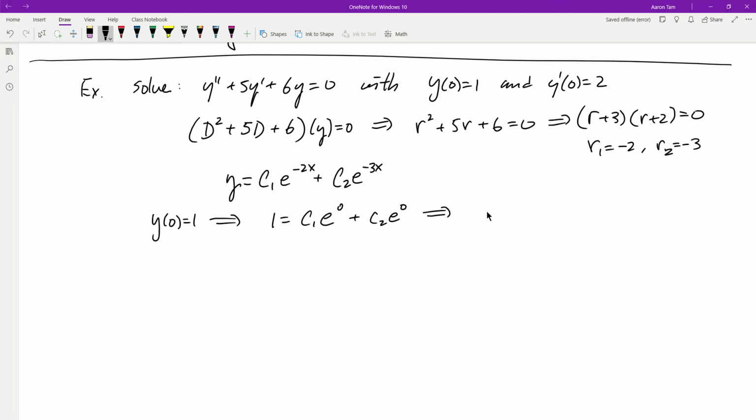Now it's just a matter of solving for c1 and c2. Notice what happens when I try to solve for them. I'm going to use y of 0 equals 1. That implies 1 equals c1 e to 0 plus c2 e to 0. So that gives us this equation.